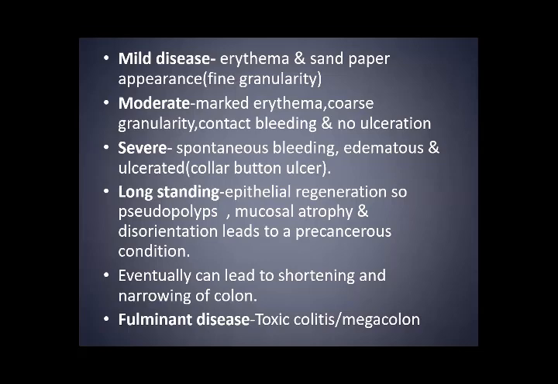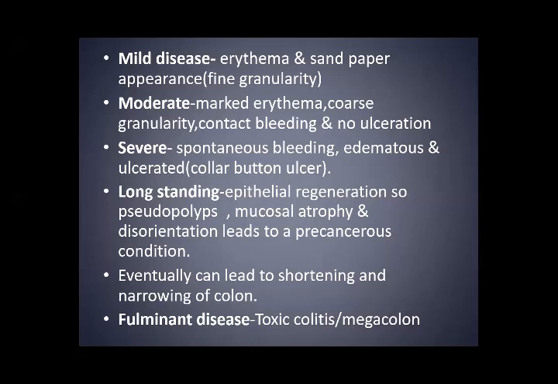Long-standing chronic disease can lead to pseudopolyp formation, mucosal atrophy, and can lead to a precancerous condition. That is, you can see dysplasia and some precancerous changes. And eventually, it can lead to shortening and narrowing of the colon. After inflammation, the colon becomes fibrosed and there is narrowing of the colon. And sometimes the acute infective phase is so severe, it can lead to toxic colitis, toxic megacolon, or dilatation of the large gut with high risk of perforation.